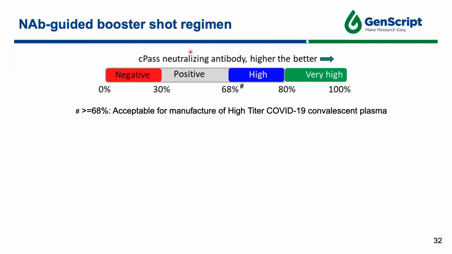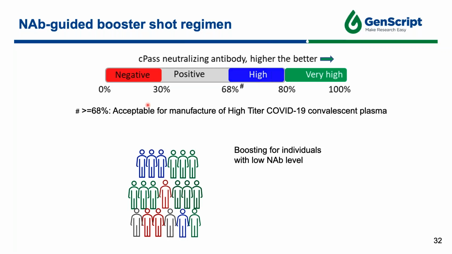So you can take a simple cPass test to know your neutralizing antibody level when you are thinking whether you should take the booster shot or not. So as shown in the graph here, the higher the cPass reading, the better. So when the value is above 68%, it's considered high titer neutralizing antibody, which is acceptable for manufacture of the convalescent plasma. And for values that are below 30%, there's no detectable neutralizing antibody.